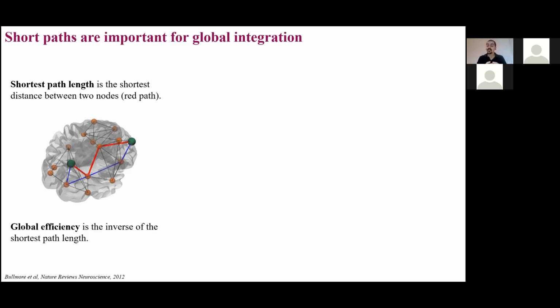And they pertain to the same information, which is important for global integration. It has been shown in many studies that better integration between brain regions is facilitated if the network is filled with paths of low length or high efficiency.